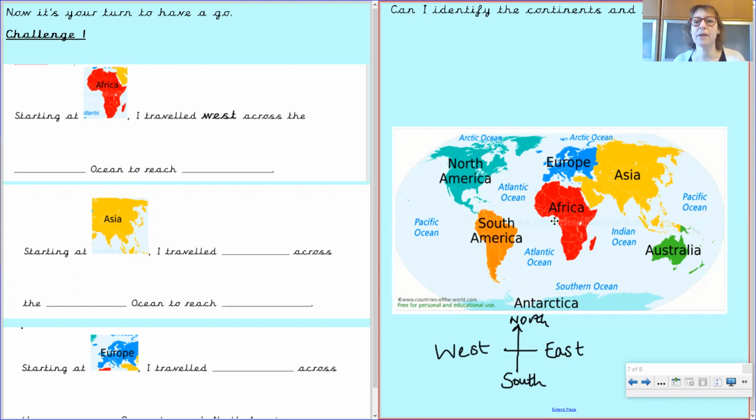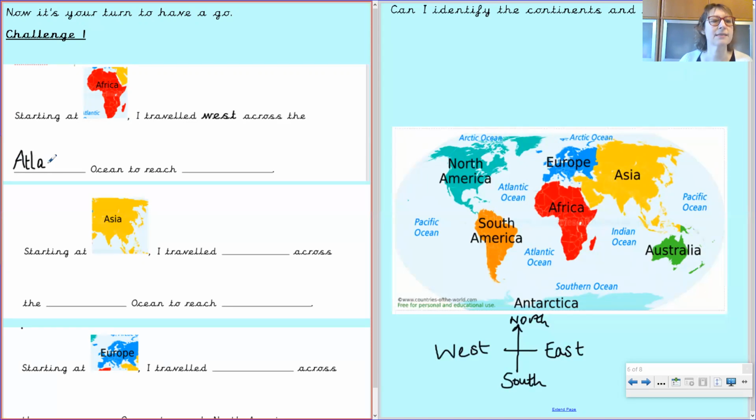So if we look at our compass, we're going that way. So we're going to jump into this ocean here, which is the Atlantic. Everything is so complicated today. Atlantic Ocean. And we're going to swim across the Atlantic Ocean from Africa until we get to South America. So we're going to reach South America. And please, please, please make sure you've done your capital letters for names.